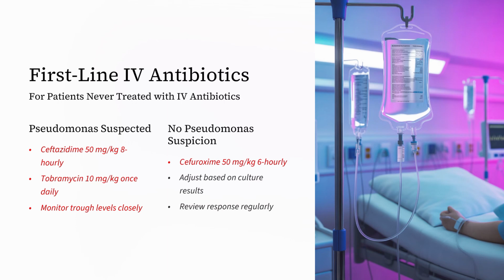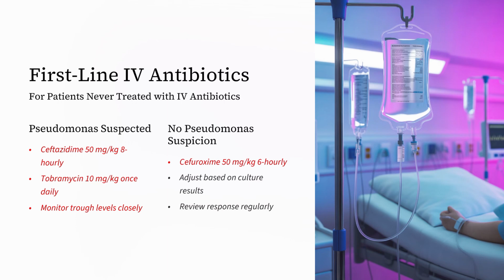So, when you suspect Pseudomonas in a patient, you give ceftazidime plus tobramycin. Ceftazidime 8th hourly 50 mg per kg and tobramycin 10 mg per kg once daily, monitoring the trough levels. And if you are not suspecting Pseudomonas, give cefuroxime 50 mg per kg 6th hourly. But this is for a patient who was never given IV antibiotics before.